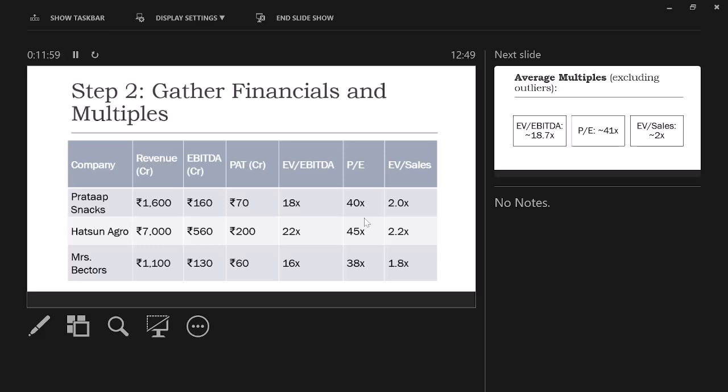When you look at EV to sales, which is the cheapest company there? What's your name? Madhav. Yeah. Which is the cheapest company in terms of EV to sales? Mrs. Bector, yeah. So again, Mrs. Bector seems to be the cheapest among all the companies, isn't it? Fine. So have you got it: the lower the multiple, the cheaper the company.